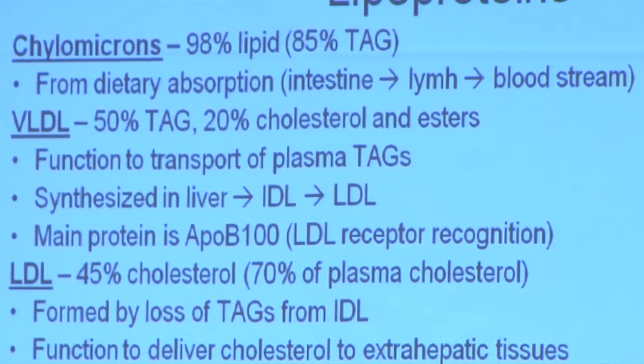VLDL, very low density. So 50% triacylglycerides, 20% cholesterol and cholesterol esters. And its point is to transport plasma triacylglycerols. It's synthesized in the liver, and as it starts delivering out triacylglycerols, it gets a little smaller and a little smaller, and eventually turns into LDL. Question: the largest? I honestly don't know. I can tell you the difference between VLDL, LDL, and HDL, but chylomicron's the largest? Sweet, now you know. Chylomicron's the largest. So if you look then, they're getting smaller as we go down.